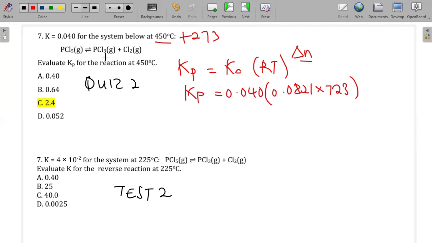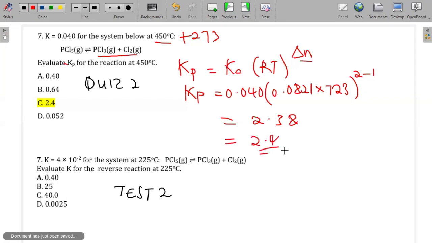On the product side here, I can see 2 of them, so that would be 1 plus 1. So I get 2 minus, and then on the reactant side, I can only see 1. So that is 1. You punch this on your calculator. I'm getting 2.38 approximately, so you round this off to 2.4. So that will be our Kp value. So we choose the C there.